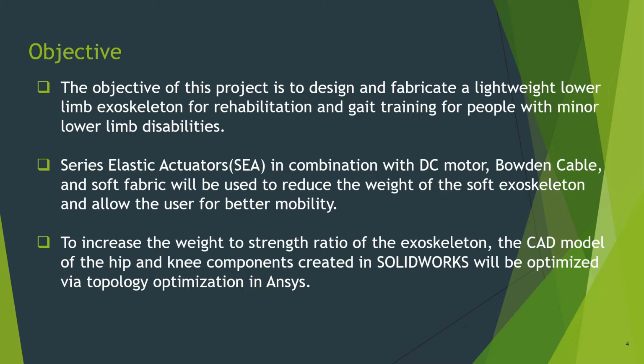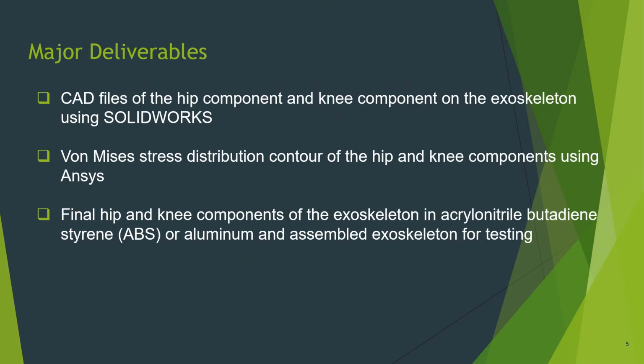The objective of this project is to design and fabricate a lightweight lower limb exoskeleton for rehabilitation and gait training for people with minor lower limb disabilities. A series elastic actuator in combination with a DC motor, bowden cable, and soft fabric will be used to reduce the weight of the exoskeleton and allow the user better mobility. Also, to increase the strength to weight ratio of the exoskeleton, the CAD model of the hip and knee components created in SolidWorks will be optimized by topology optimization in ANSYS.